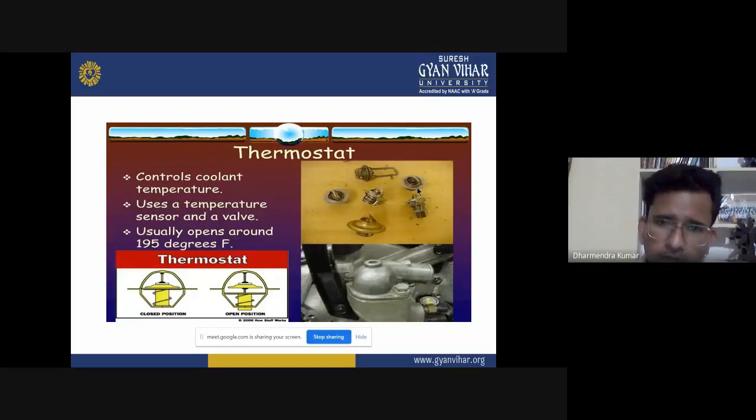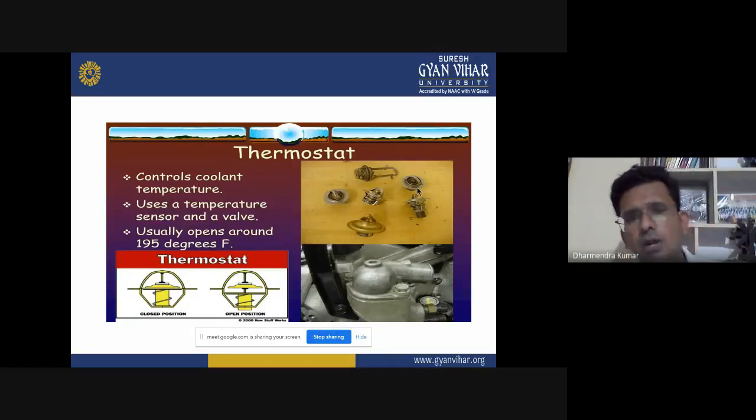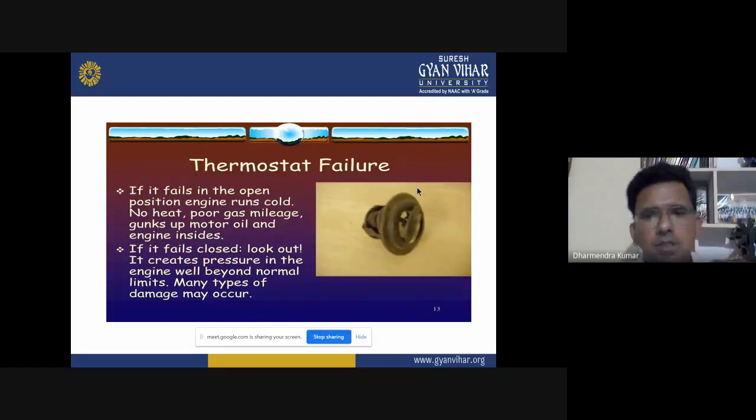This is the thermostat, one component used in the water cooling system. It controls coolant temperature using a temperature sensor or a valve. It usually opens at around 195 degrees. This is the function of the thermostat. Now, thermostat failure. If it fails in the open position, the engine runs cold, with no heat, poor gas mileage, and gunk or sludge in the motor oil inside the engine. If it fails closed, look out, it creates pressure in the engine well beyond the normal limit.